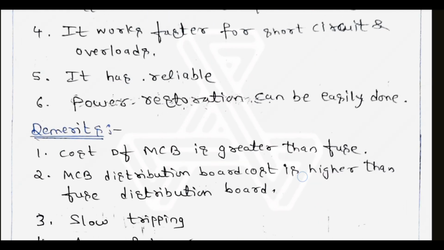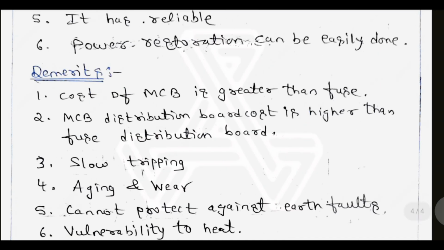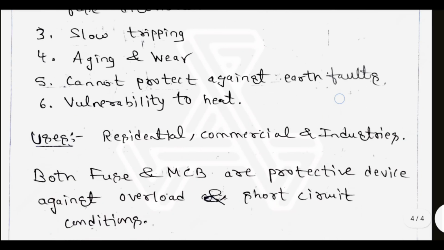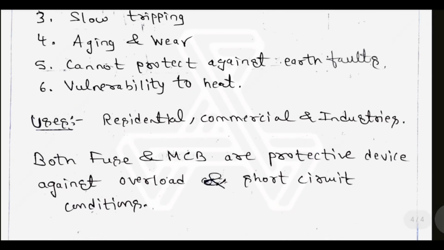Demerits: cost of MCB is greater than fuse. MCB distribution board cost is higher than fuse distribution board. Slow tripping, aging and wear. Cannot protect against earth faults. Vulnerability to heat. Used in residential, commercial, and industrial settings. Both fuse and MCB are protective devices against overload and short circuit conditions.